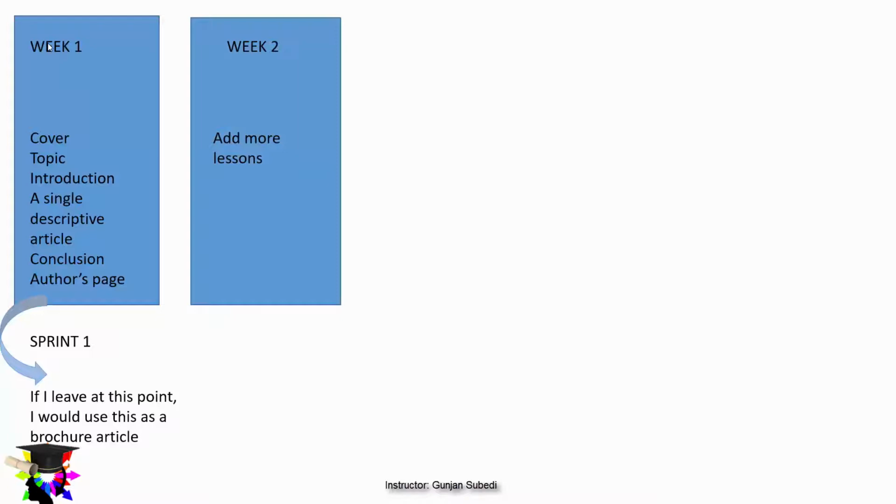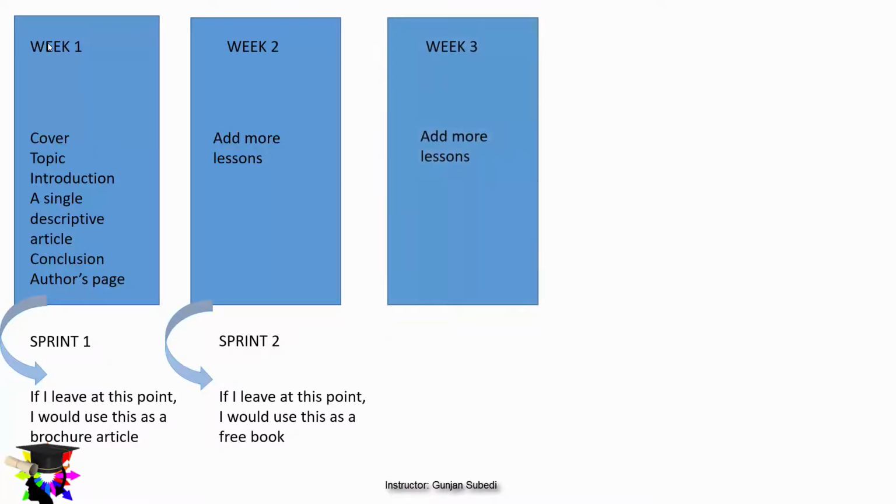By week 2 or sprint 2, I would add more content. I would add a table of contents, and there would be at least one article on each heading of the table of contents. If I leave at this stage, I would still be able to use it as a free book. I would put it freely on the website, and that would generate traffic for me. In week 3, I would further add some lessons, and if I left the work at this point, I would use this as a cheap price book. Some penny earned is better than not earning anything, right?